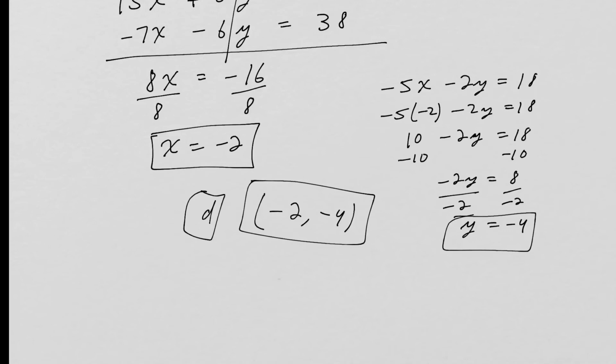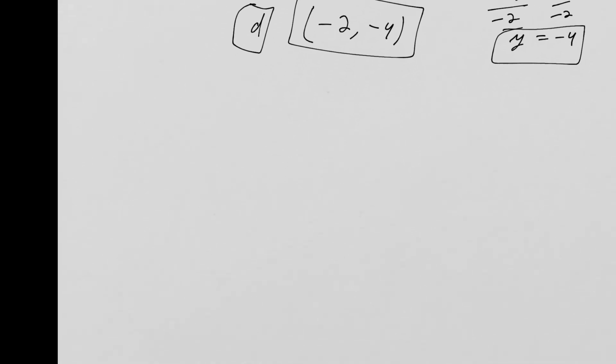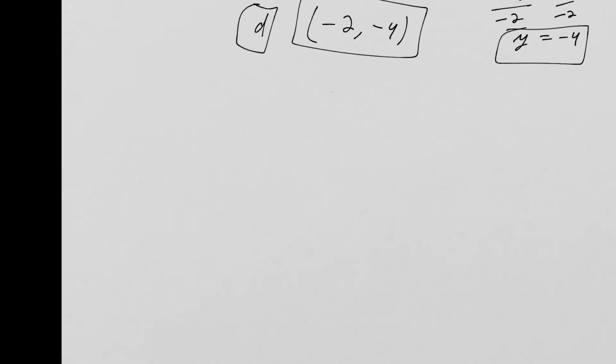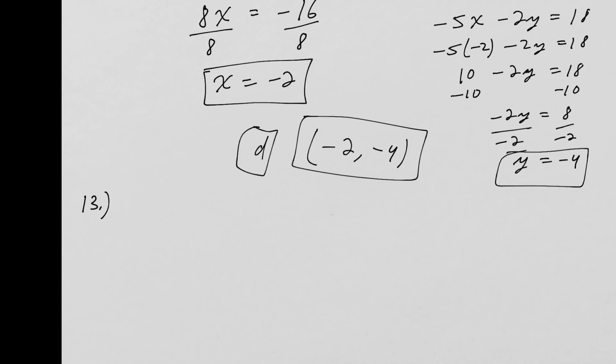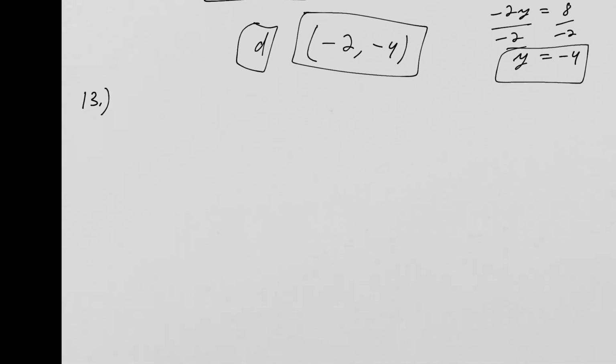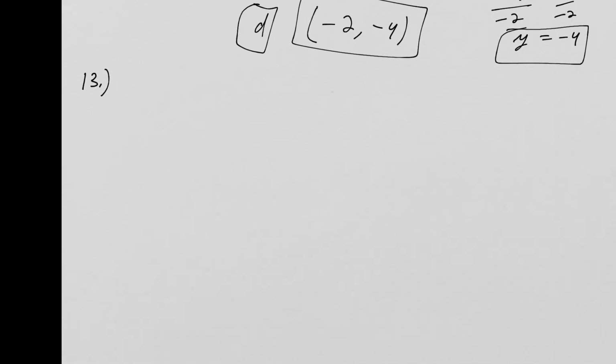Okay, let's see. 13. So this one says, at a local zoo, adult visitors pay $3 and children pay $1. On one day, the zoo collected a total of $720. If the zoo had 420 visitors that day, how many adults and how many children visited?